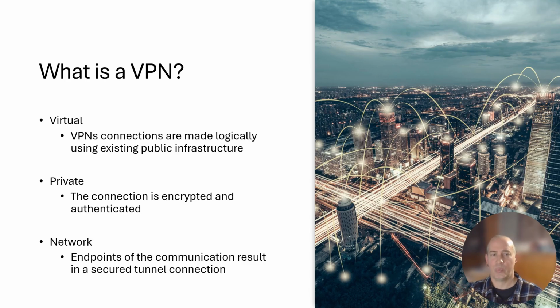So, what is a virtual private network? Broken down, a network is virtual by the connections being made logically using existing public infrastructure. It's private because it's encrypted and authenticated, and the network is made up of endpoints that result in a secure tunnel connection. Importantly, the tunnel is made to where other people cannot see where the traffic is coming from or going to.